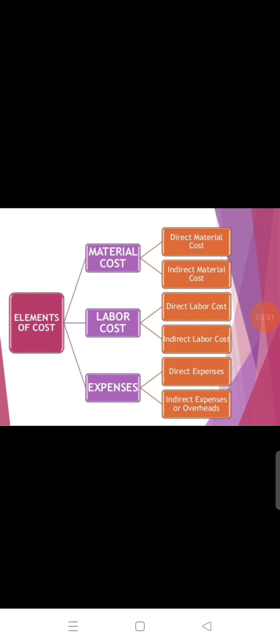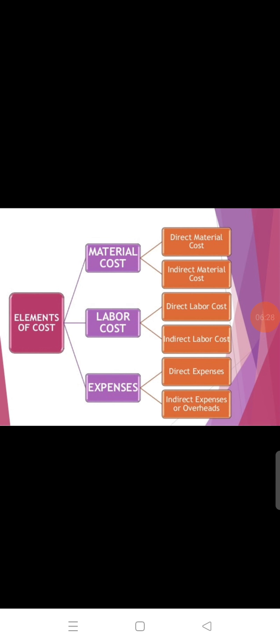Now I will explain labor cost or labor expenses. Labor means the human effort that is needed for conversion of raw material into finished goods. Such human effort is called labor. So labor can be direct as well as indirect. Direct labor is that labor which is directly engaged in the production of goods or services. The wages of such labor are known as direct wages.